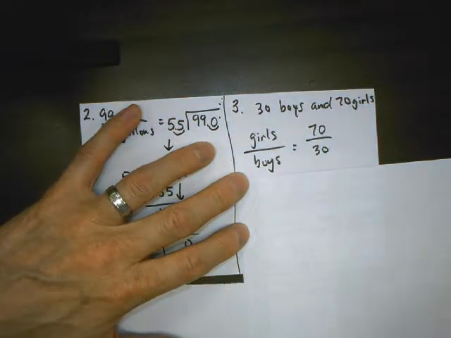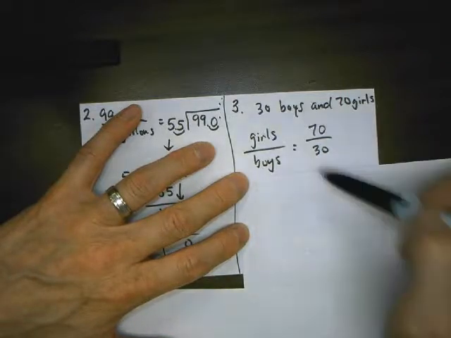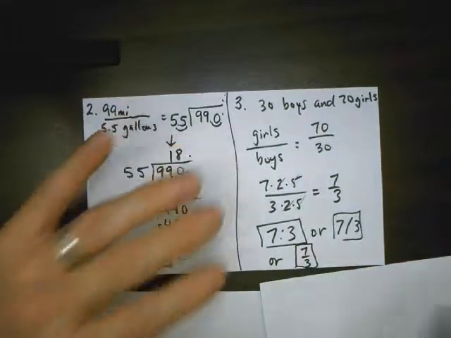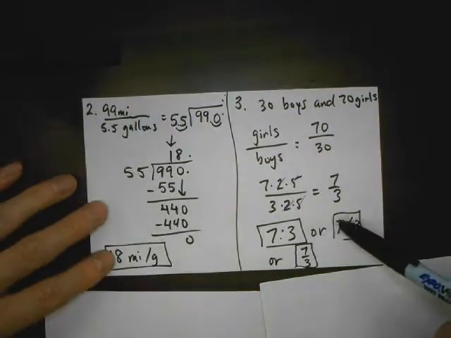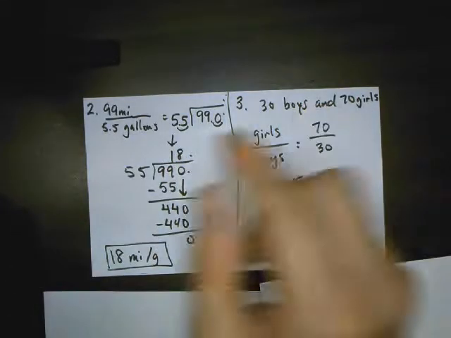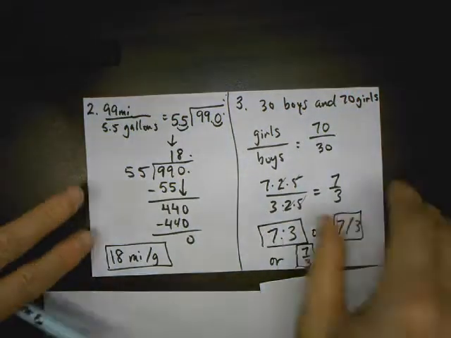They don't always do that. You just have to read the question and see what they want. So we put it in the right order. We do our factor trees, cross out our ones, and we see there's a ratio of 7 to 3. It could be written 7/3, 7 over 3. It could be written as the words 7 to 3. It's all the same thing.